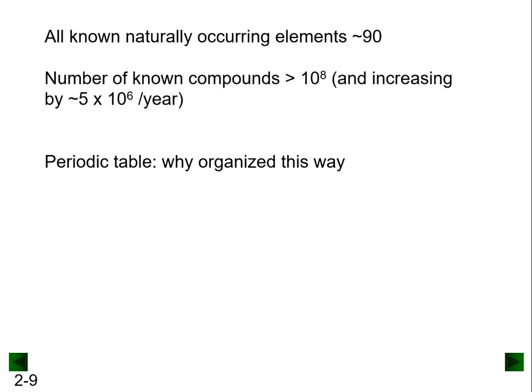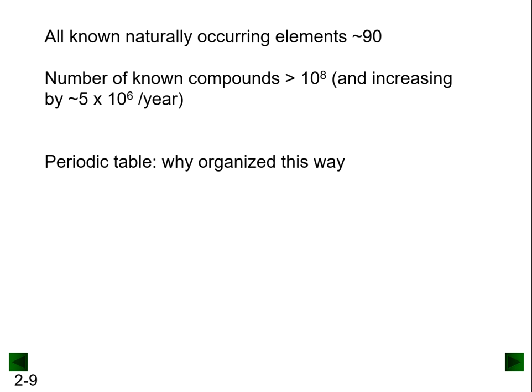Now we can contrast elements with compounds, like we talked about earlier. Compounds are combinations of elements. There are many more compounds that are known. Currently, there's over 100 million known compounds, and this number is increasing by approximately 5 million per year, and it has been accelerating over the last 40 years as worldwide chemists and material scientists have been developing new and improved materials for a variety of applications.